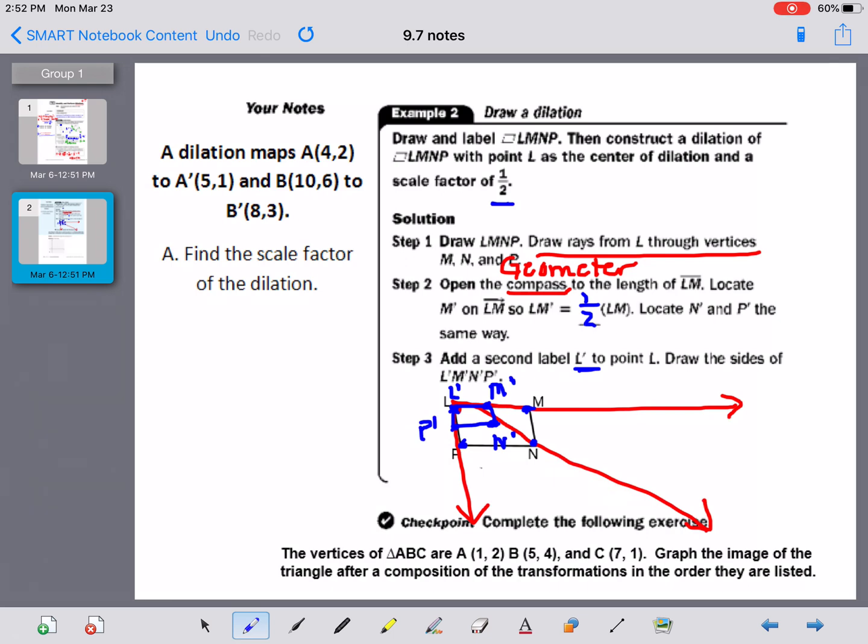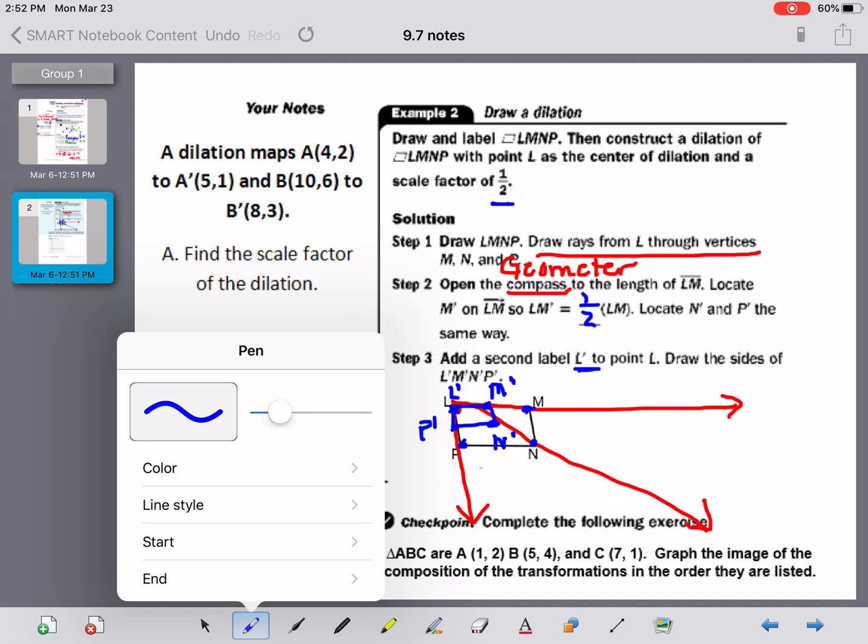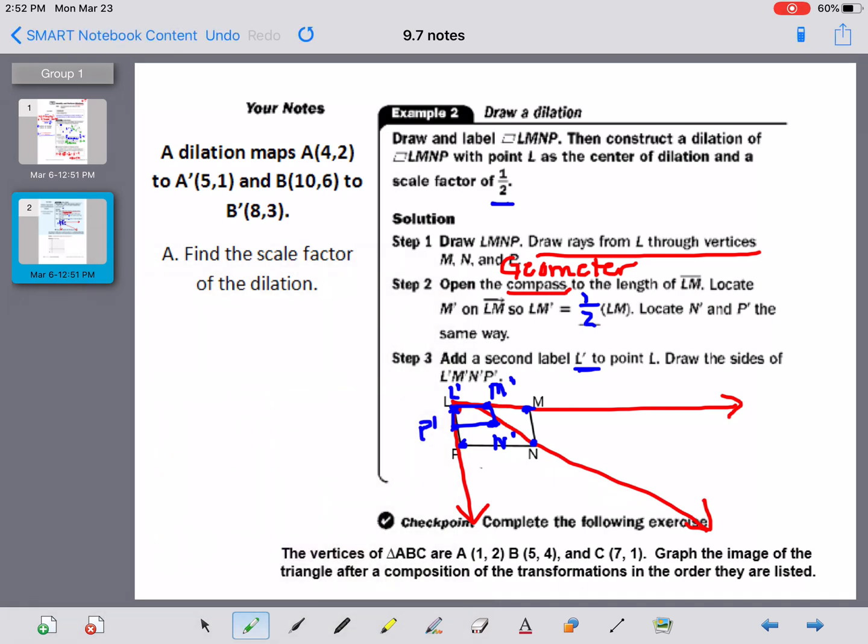Now, just to kind of give you a perspective of if it went bigger. If it went bigger, I measure from L to M, and I double that, and that would be, say, M double prime. I measure from L to N, and I double that, and it becomes N double prime. I measure from L to P and double that, and it becomes P double prime. And then I can get another dilation here, which is larger than the original. And again, you'll notice all my measurements stay on those dilation lines, and that gives me a more accurate dilation.